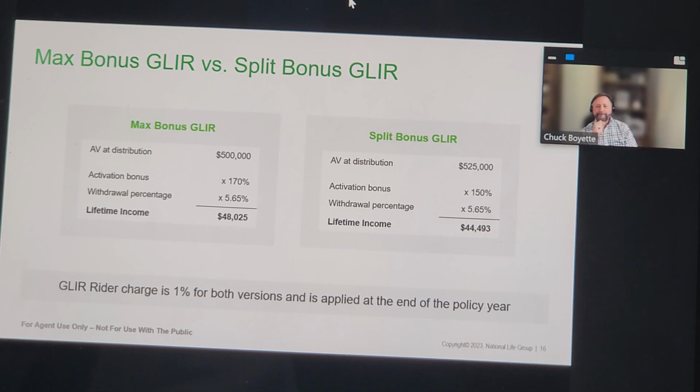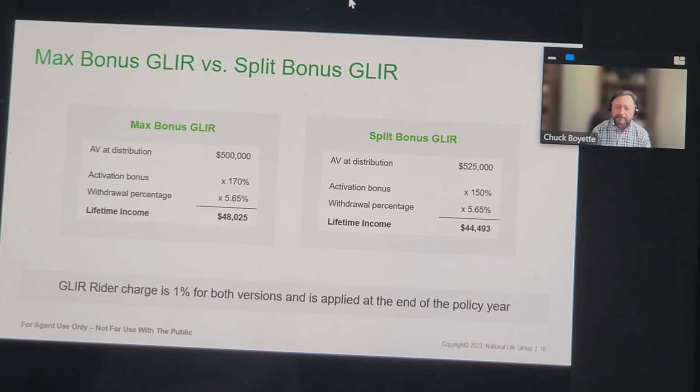And then with the split bonus, their account value at distribution is higher. It's $525,000 because remember up front they did get a 5% bonus on their accumulation value on the premium that they put in. They get an immediate 5% bonus. So they have a higher accumulation value with the split bonus. And then we're going to look at the activation bonus as 150%. So the activation bonus, like we said, is lower with the split bonus.